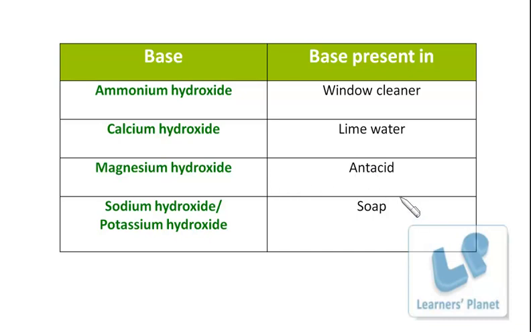Magnesium hydroxide, antacid, right? When anyone faces any sort of acidity, then an antacid is suggested to take, because this antacid is basically a base, right? So a neutralization reaction takes place and the person gets relief from acidity, right? So as an antacid, magnesium hydroxide is used. Similarly, sodium hydroxide and potassium hydroxide are used in soaps. Caustic soda, you might have heard about caustic soda, that is sodium hydroxide or potassium hydroxide.